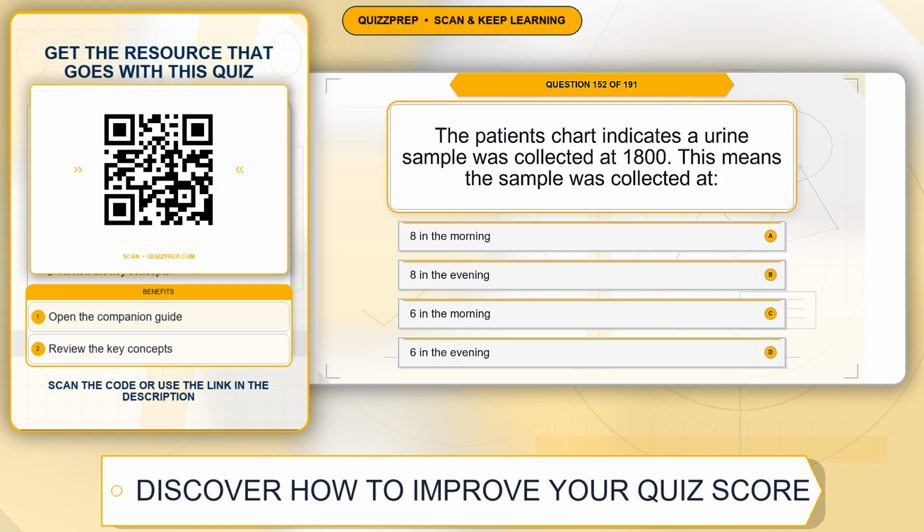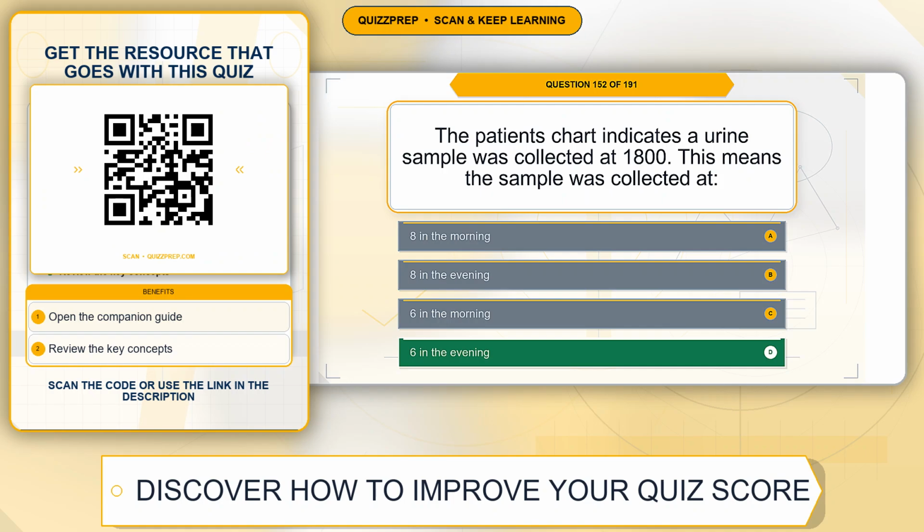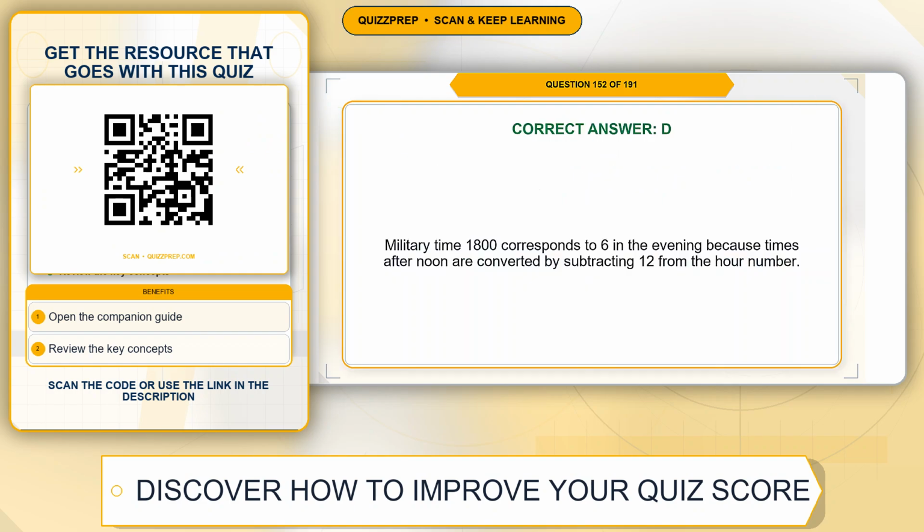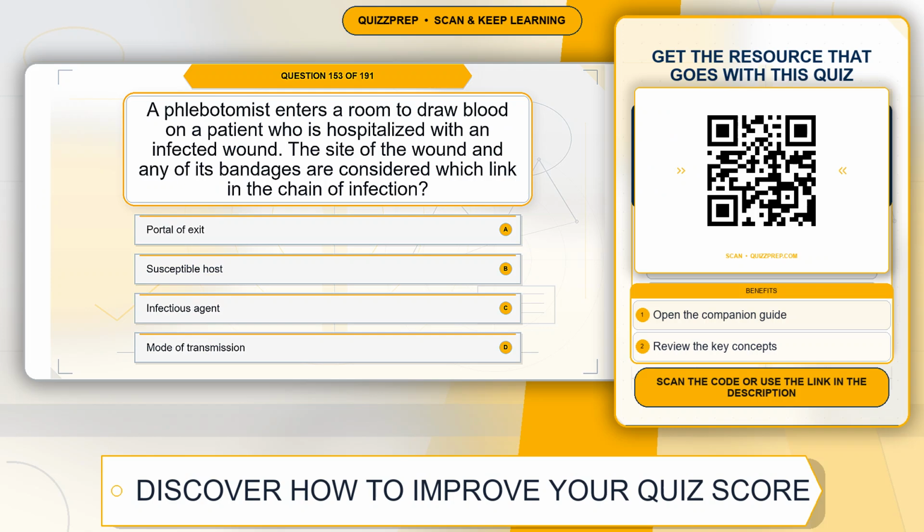Question 152. The patient's chart indicates a urine sample was collected at 1800. This means the sample was collected at: Option A, 8 in the morning. Option B, 8 in the evening. Option C, 6 in the morning. Option D, 6 in the evening. The correct answer is option D, 6 in the evening. Explanation. Military time 1800 corresponds to 6 in the evening because times after noon are converted by subtracting 12 from the hour number.